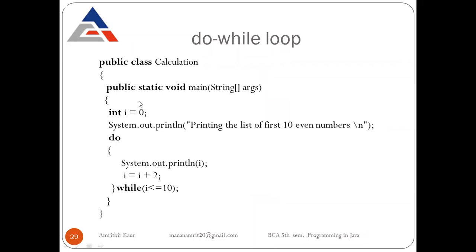So here is an example of a do while loop. In our main method, we declare and initialize a variable i having value 0 and we want to display the first 10 even numbers. So in do, firstly it will print 0 and increment by 2. Now the condition is checked.